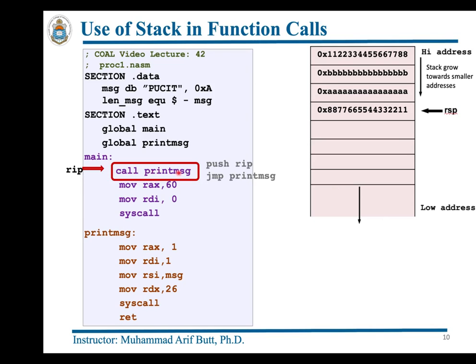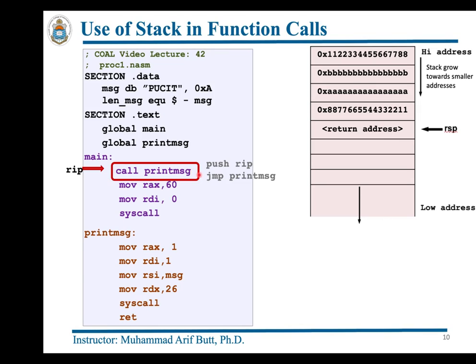The call instruction will first push the contents of RIP, and once it starts its execution, the RIP will be pointing to the next instruction in sequence. So the address of this move instruction will be placed on the stack. So RSP will be moved down and this return address will be pushed on the stack. So the return address is now at the top of the stack.